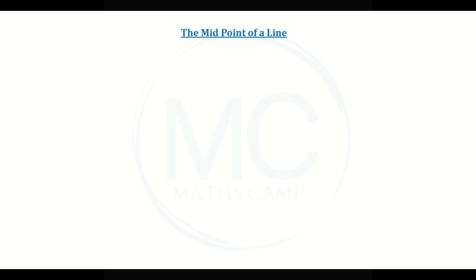If we have any two given points, we can find the point that is exactly in the middle of them. We call this point the midpoint, where mid means middle. To find the midpoint, we use the following formula.